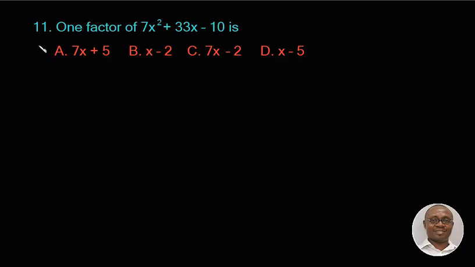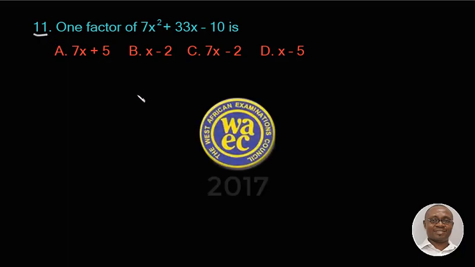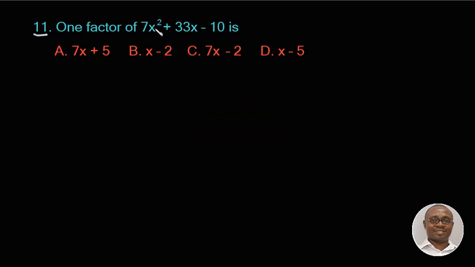I am Oluwakemi and this is question 11 of the WAEC 2017. This is the question: one factor of 7x² + 33x − 10 is one of these given options. This looks like a quadratic expression and we'll treat it as that.